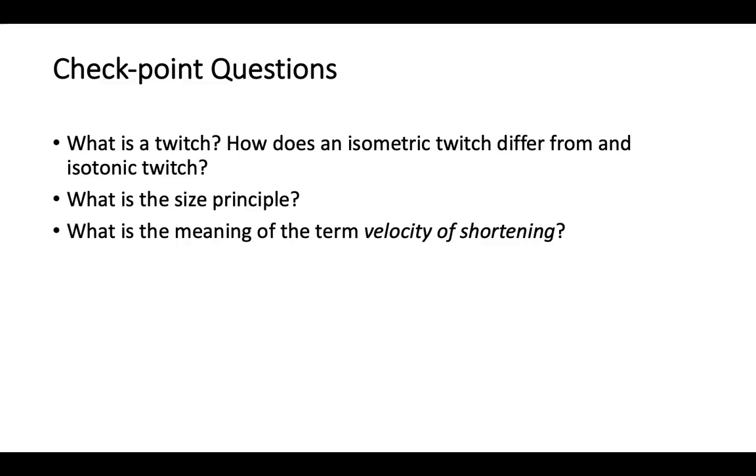Okay, so let's discuss the answers here and feel free to respond in the chat or just share aloud if you would prefer. So the first question, what is a twitch? How does an isometric twitch differ from an isotonic twitch?